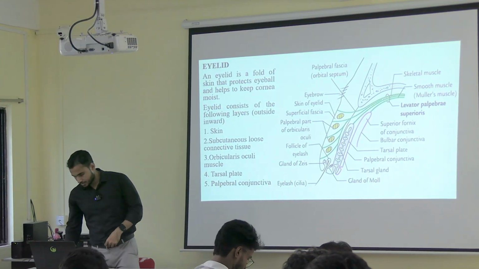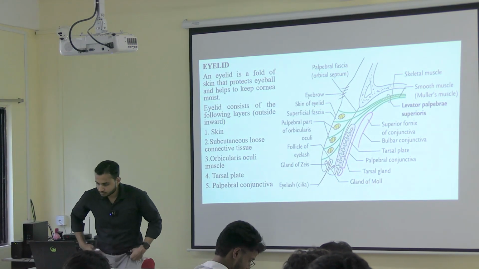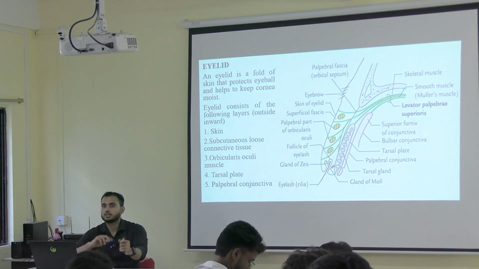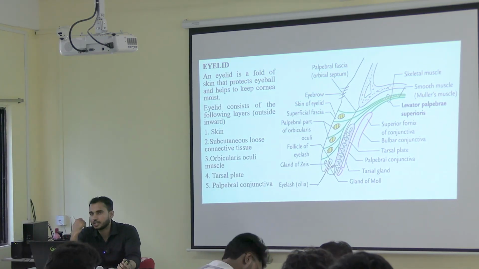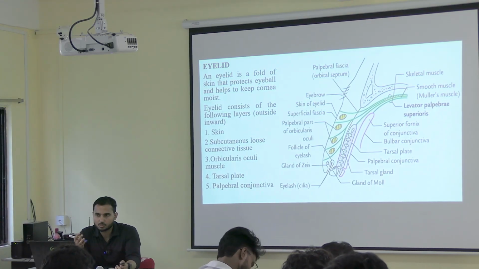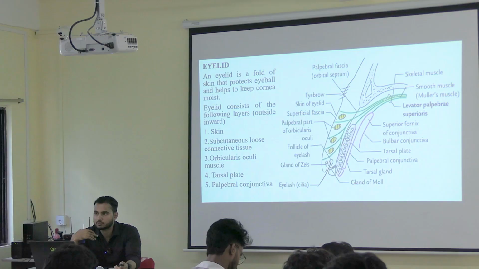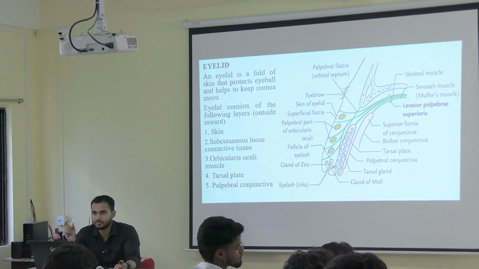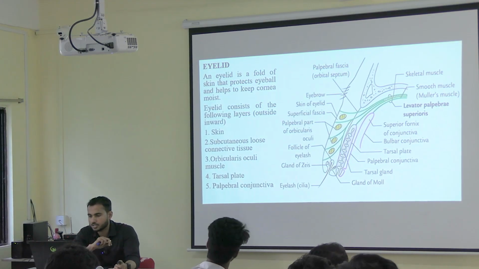Next structure is eyelid. So two eyelids are there, upper eyelid and lower eyelid. What is the structure of upper eyelid and what is the structure of lower eyelid? Same only, but only one difference is there that I will discuss.